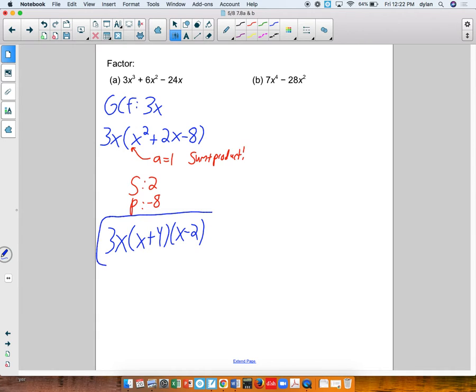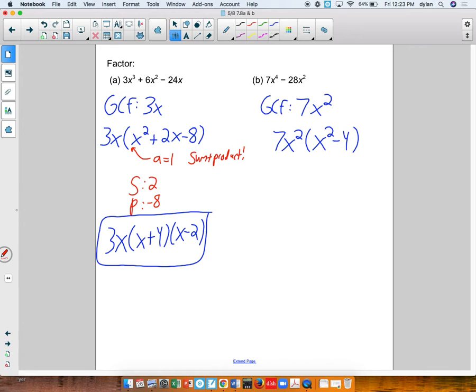You can see here that essentially what we're doing is using the techniques that we learned earlier in this chapter, and we're just adding in another layer of factoring out the GCF first. Another example of this: 7x to the fourth minus 28x squared. These two have a GCF of 7x squared. So if we factor that out to the front, we get 7x squared multiplied by x squared minus 4.